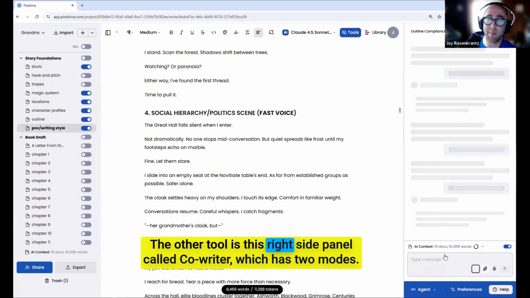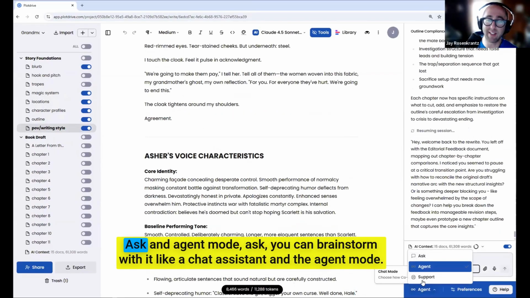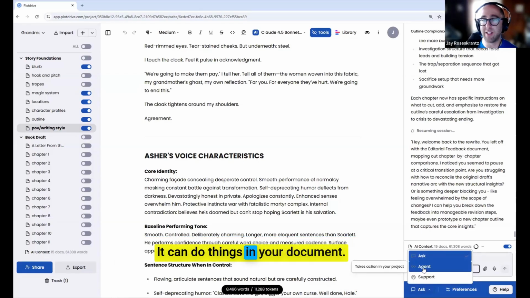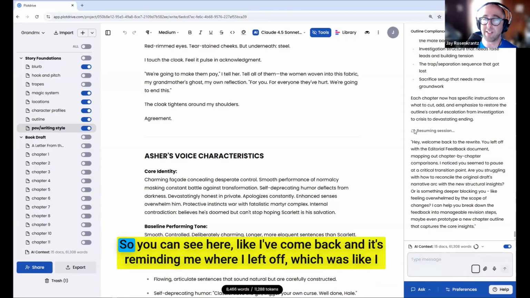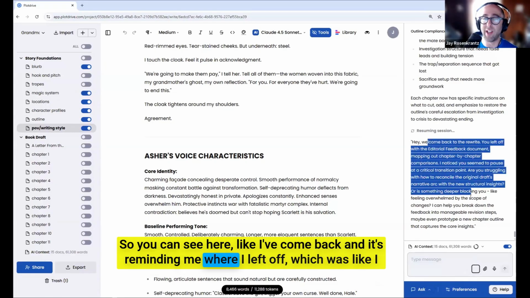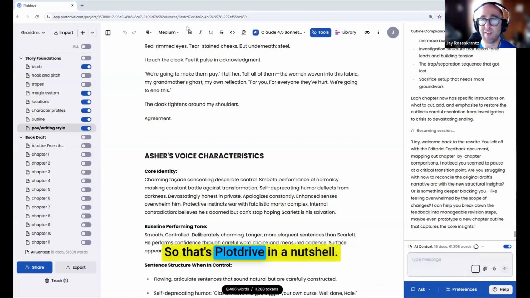The other tool is this right side panel called Co-Writer, which has two modes, Ask and Agent mode. Ask, you can brainstorm with it like a chat assistant, and the agent mode, it can do things in your document. So the more you work with it, the more it understands what you're trying to do. You can see here, I've come back and it's reminding me where I left off, which was that I was reviewing the whole rough draft and trying to come up with editorial feedback. So that's Plotdrive in a nutshell.